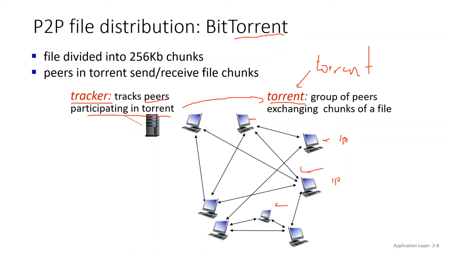The file is divided into chunks of 256 kilobytes. So if the file is a couple of gigabytes, it will be divided into many chunks of 256 kilobytes, and each and every peer will have a couple of those chunks in the system ready to be shared.